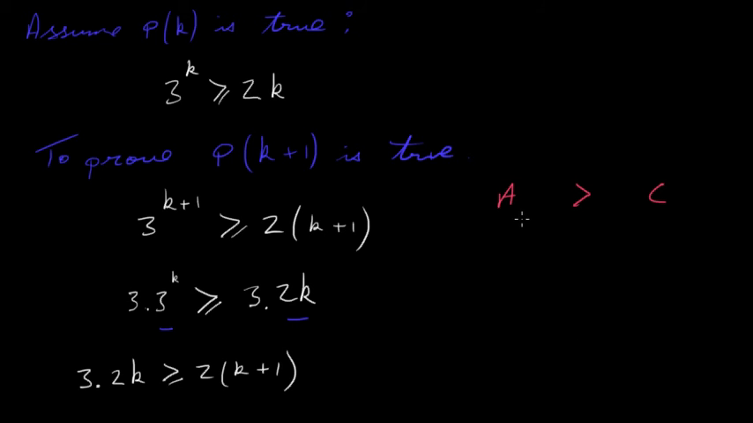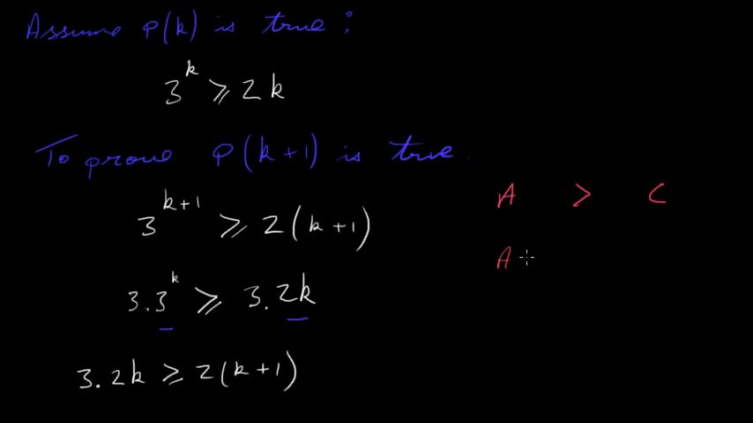Now, we want to prove that this is true. So A here is really this here, 3 to the power of k plus 1, and the C is this bit over here. Now I've written this part here a different way. So I've written the A here, if you like, a different way. Still A.